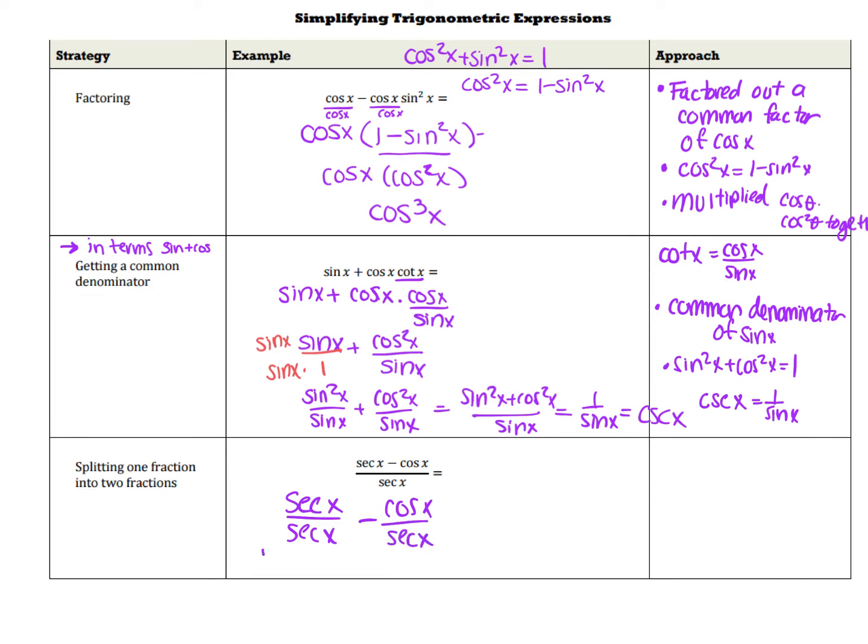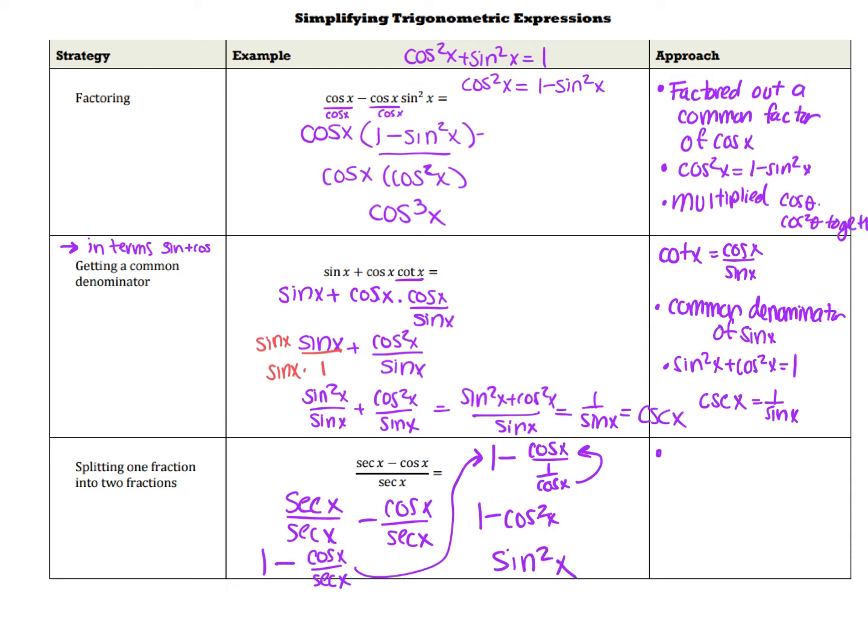And so I'm going to get 1 minus cosine x over secant of x. Now, I'm going to rewrite secant of x in terms of 1 over cosine of x. So this is going to become 1 minus cosine squared of x, because I'm going to multiply by the reciprocal. And 1 minus cosine squared is sine squared.